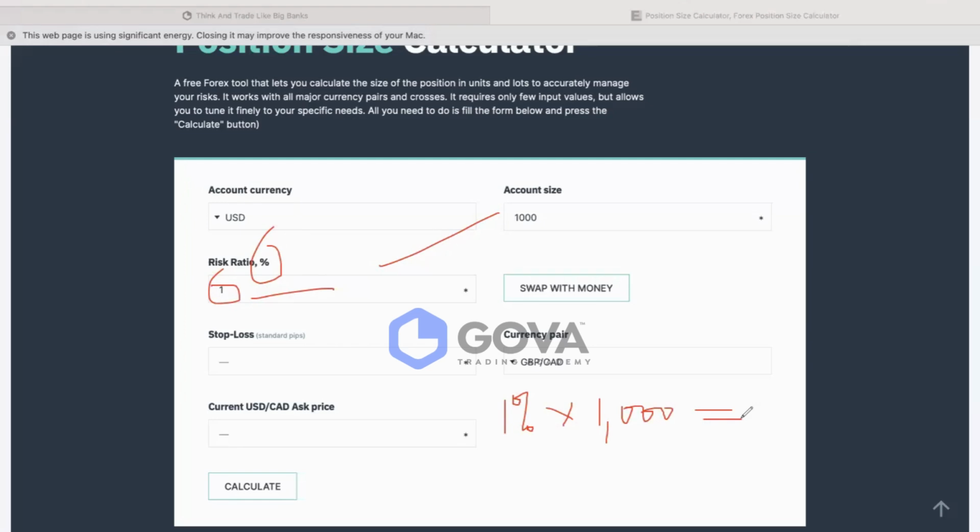1% times 1,000. So that's $10. That is it. On this $10 is the risk that we are taking on each trade. Any trade you take, $10 is the risk. Any trade you take, $10 is what you are risking.